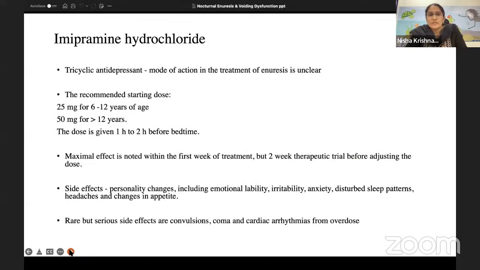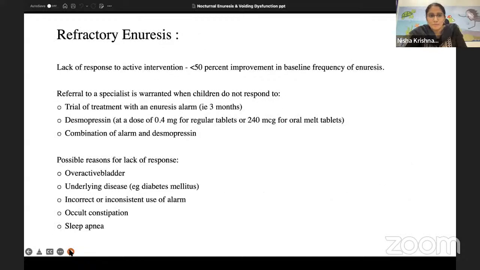The other option is the tricyclic antidepressant, imipramine, which, although we're not sure how it acts, is shown to be beneficial, especially in short-term effect. And the dose can be depending upon the age of the child. They do have their own set of side effects, like changes in personality or emotional ability and irritability, etc. But these drugs, if you compare them to the alarm therapy, are less effective, and the chances of relapse are definitely higher with these drugs versus alarm therapies.